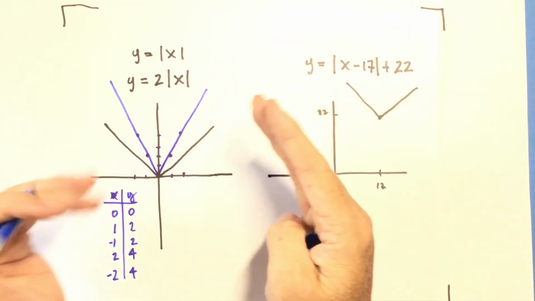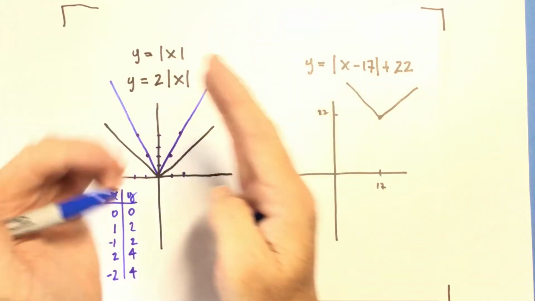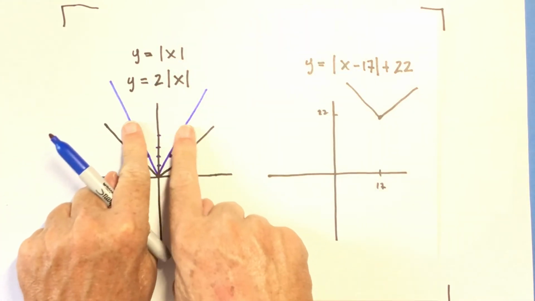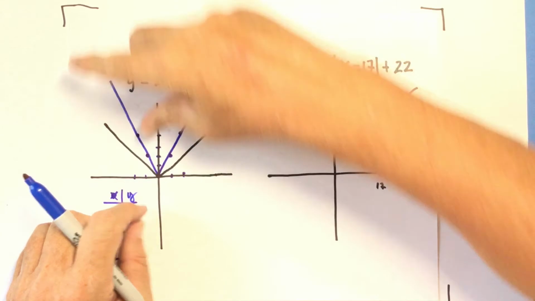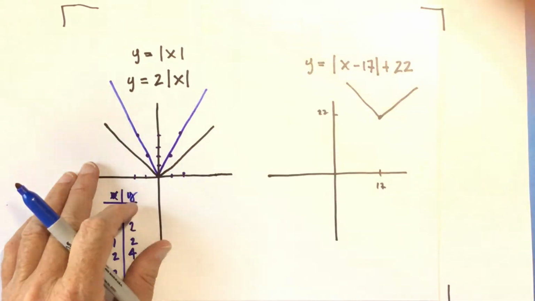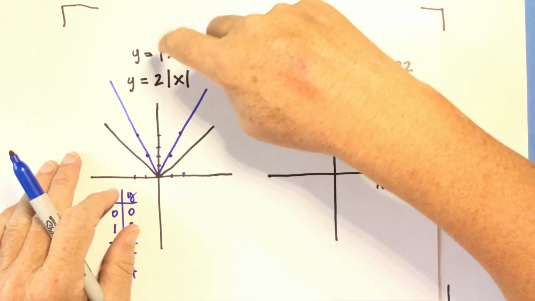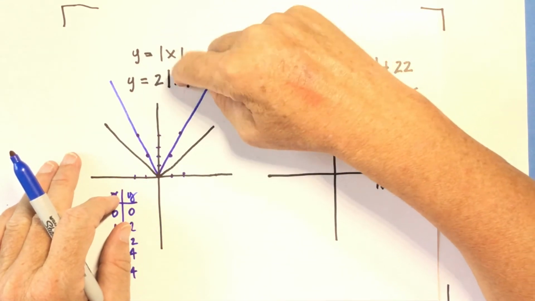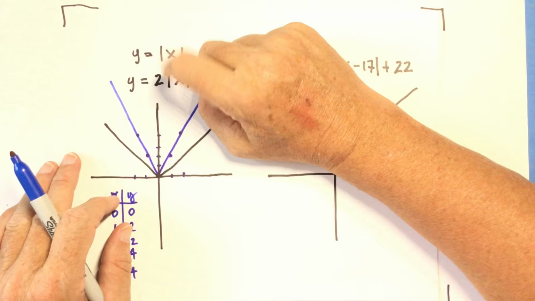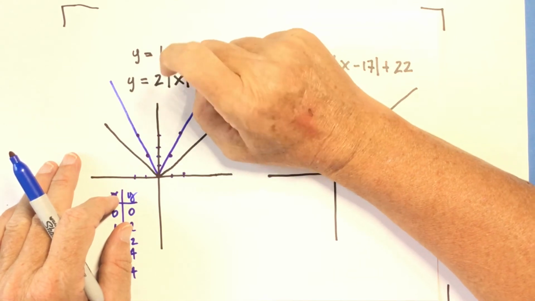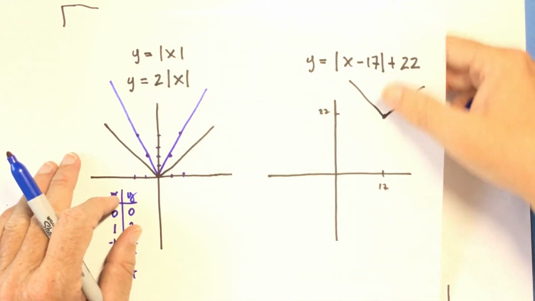I would say that that compresses it in the x direction. It takes those guys and it squeezes them in, so now they're a little closer together. Now, what happens though if I multiply a value inside there? Wouldn't that be interesting? Let's see.